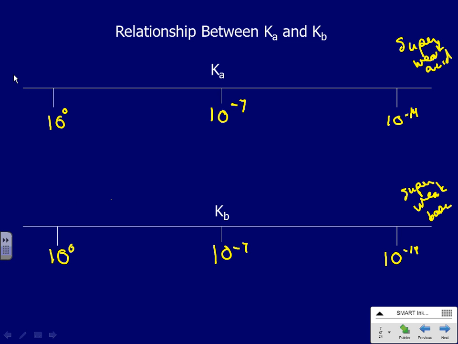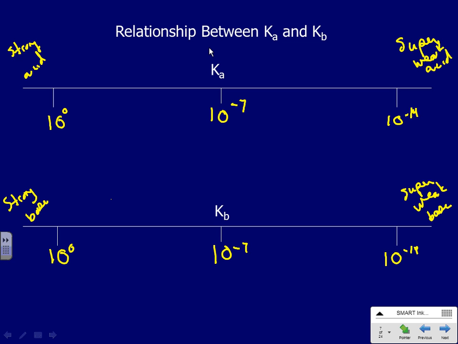And if I were to go to the opposite end of the scale, even beyond 10 to the 0, where I'd have here 10 to the 1 and 10 to the 2, if we have a positive power of 10, how would you describe that acid? It's strong. Strong acid, and down here we've got strong base. So we've got strong and we've got super weak.